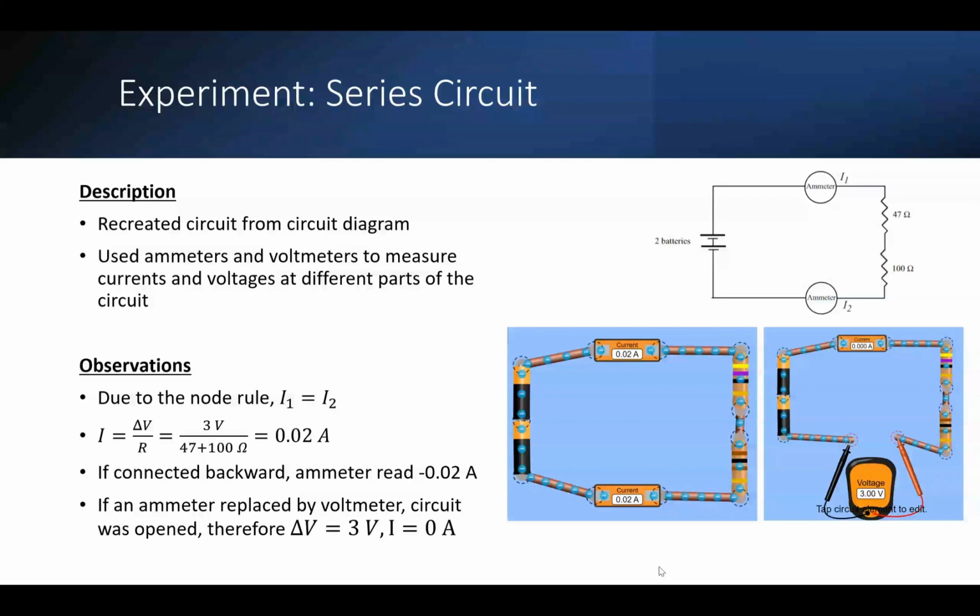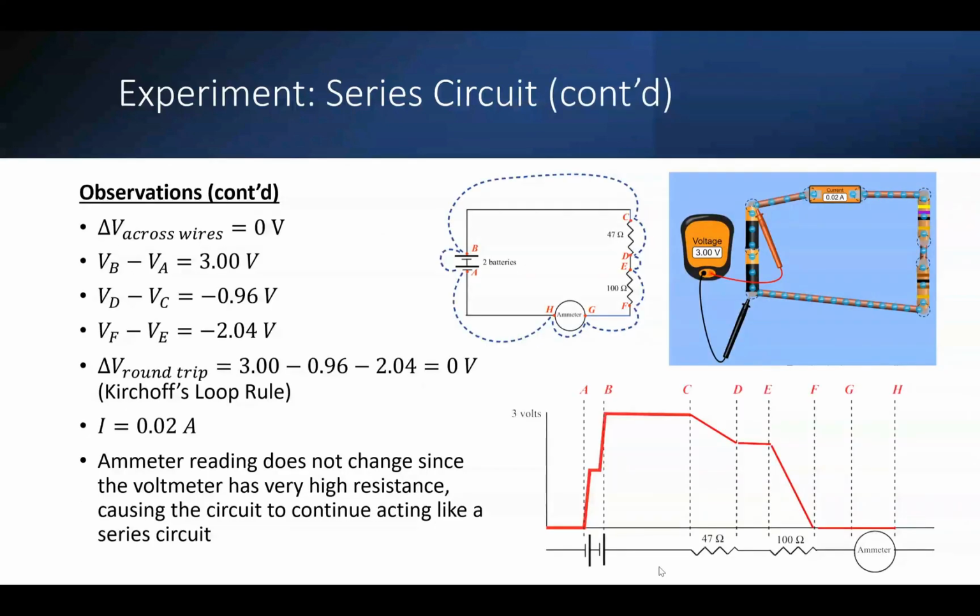I found that I1 equals I2 for the two ammeters in the circuit diagram, and the exact current was found to be 0.02 amps. If connected backward, the ammeter read negative 0.02 amps, and if an ammeter was replaced by a voltmeter, the circuit was open. So therefore, delta V was 3 volts and I was 0 amps.